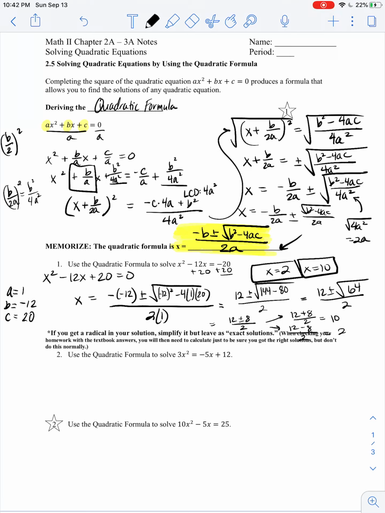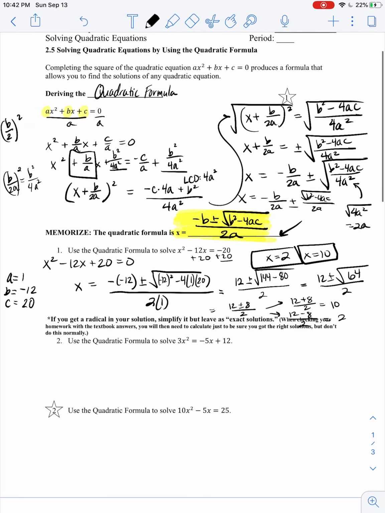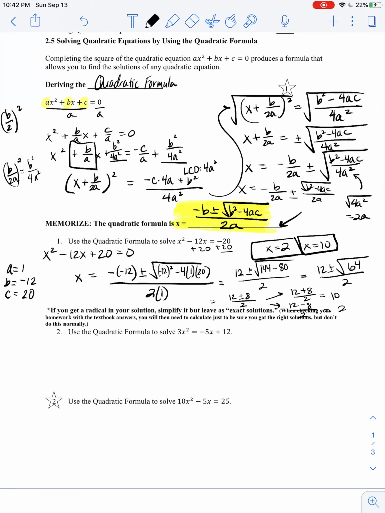And if you think about those two numbers, those are numbers that we could have gotten by factoring this. We also could have completed the square, but this quadratic formula will work for every single problem. So it's not going to always work out to be nice numbers, but it will work. All right, before we do these next couple problems, it says if you get a radical in your solution, so that's a square root.